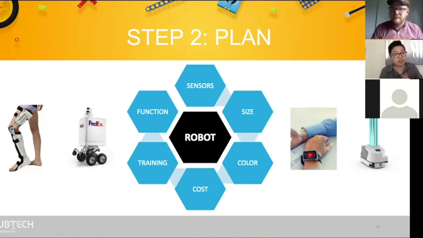And lastly, function. Whatever function your robot has, it has to be able to execute correctly most of the time, and maybe it only fails 1 out of 10,000, something like that. So it has to be fairly dependable.